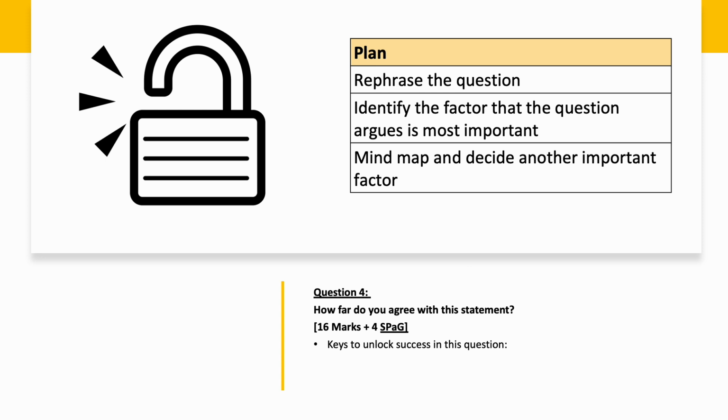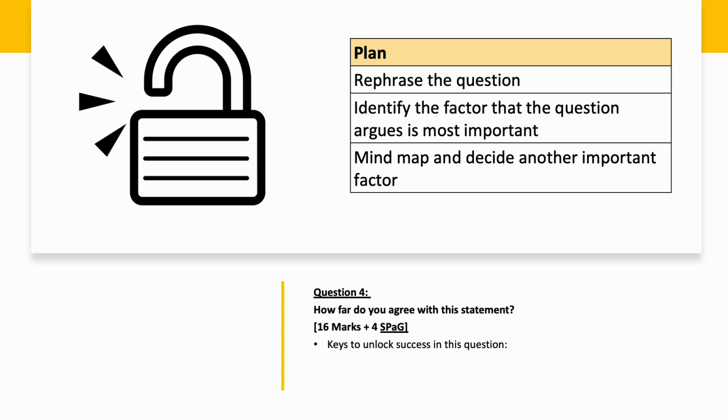The second thing that's quite important is to continue with deciphering the question. It's about identifying the cause or the consequence or the factor that the question argues is the most important. Because once you've done that, you can ensure that you're writing your first paragraph really clearly about the factor that's in the question.